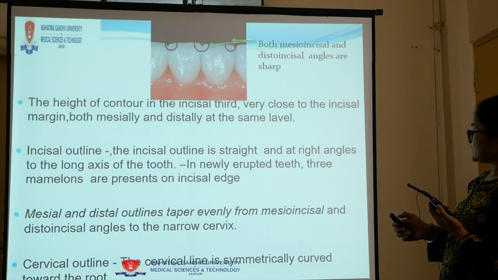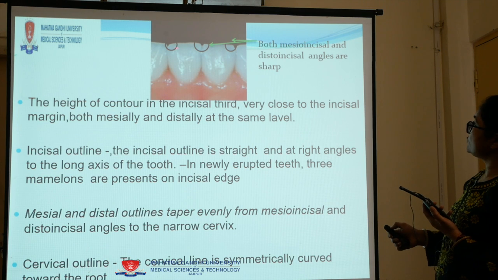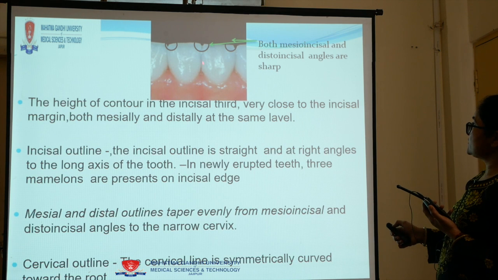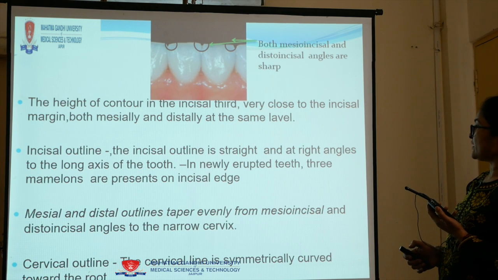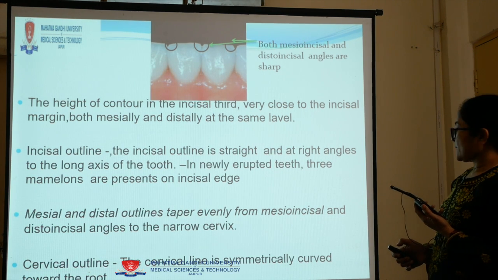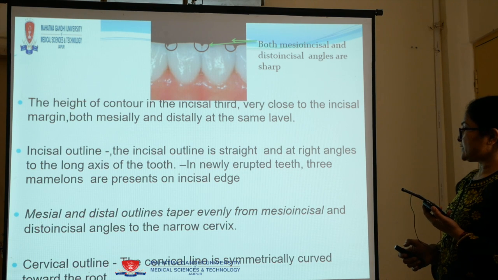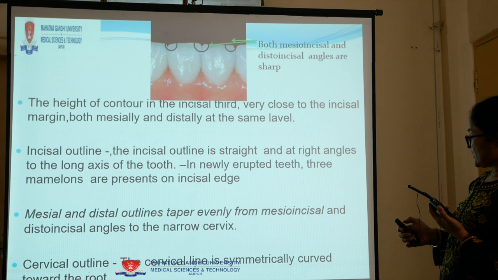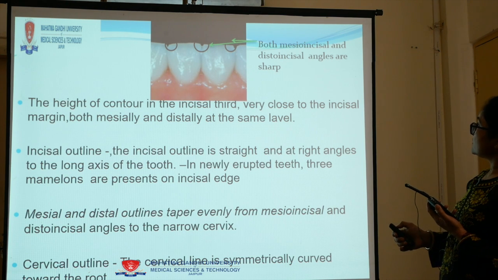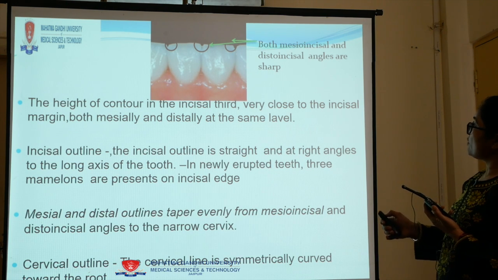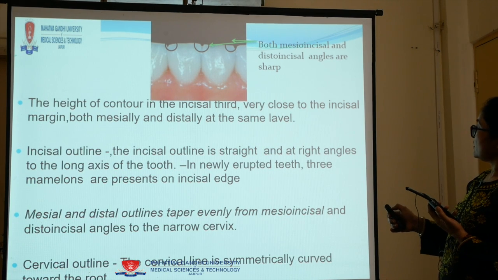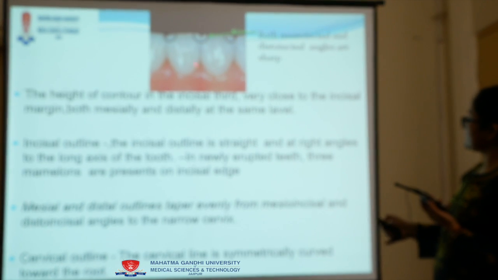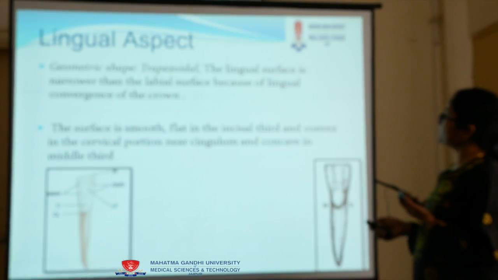The mesial and distal outlines both taper evenly toward the cervical line. So this is the mesial outline, this is the distal, which evenly taper towards the cervical line. The mesioincisal and distoincisal angles lead to the narrow cervix. The cervical line is symmetrical and forms a semicircular outline. So this is the cervical line, it forms a semicircular curvature.